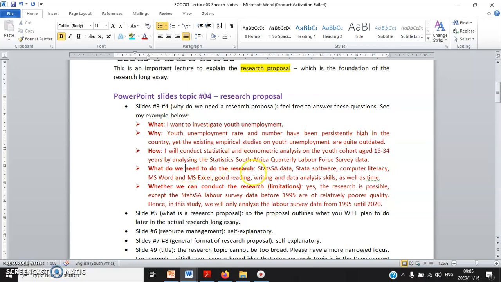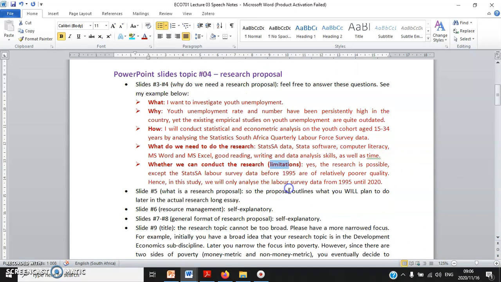The resource needs. What do you need to conduct the research? Obviously, you must download the Stats SA labor survey data. Remember the Data First website in the last lecture. Stata software. Have you installed Stata on your laptop? You need computer literacy, which means the knowledge you learn from the bootcamp, the 3-day Stata session. And obviously, you must have some decent knowledge of Microsoft Word and Excel, good reading, writing, data analysis skills. The reading and writing skills coming up soon for a forthcoming lecture, as well as time. Remember the time management suggestion in the very first lecture.